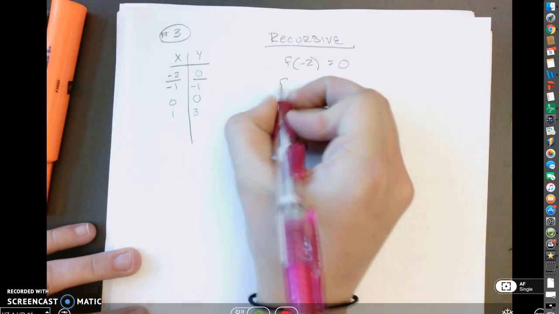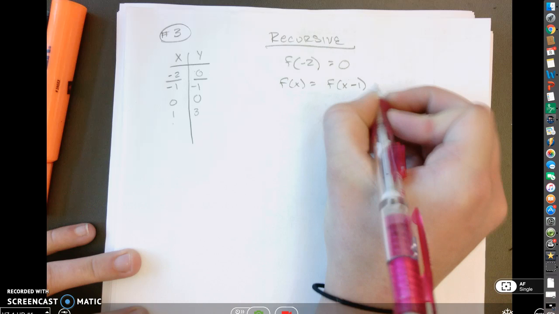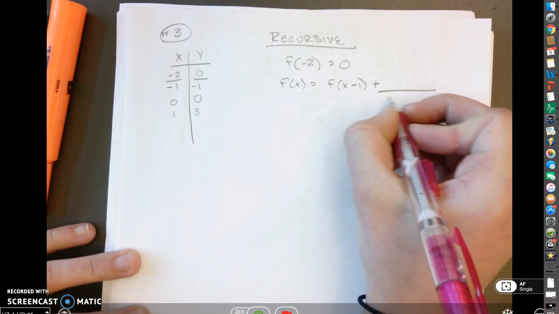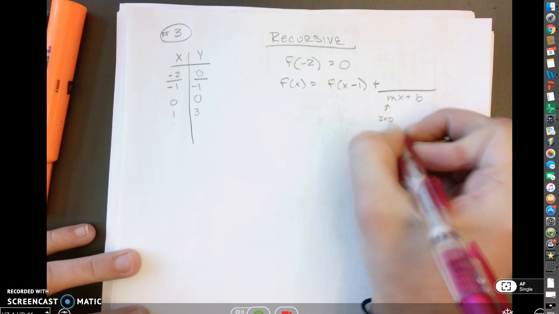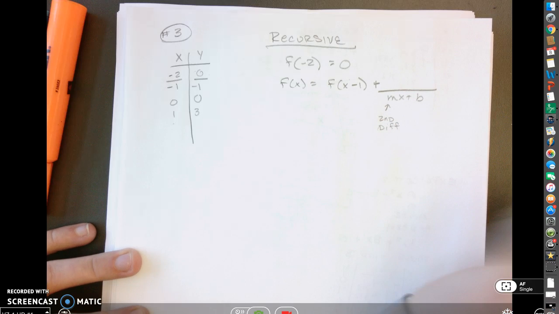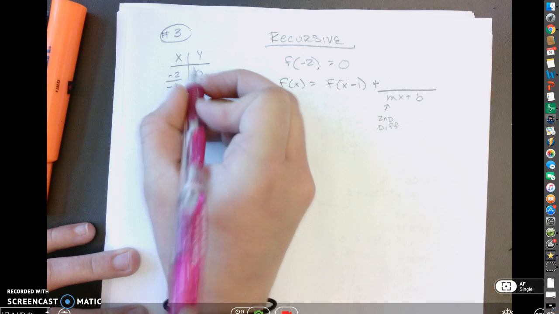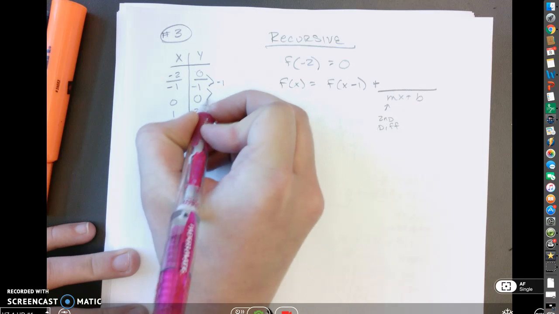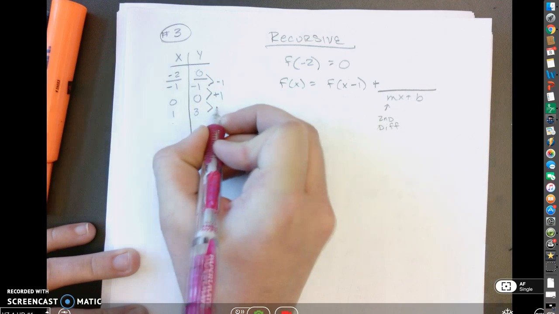Now we have f of x equals f of x minus 1 plus something right here, which is going to be mx plus b, where the m is our second difference. Okay, so I've got to figure out our first difference. To get from 0 to negative 1, I subtract 1. To get from negative 1 to 0, I add 1. To get from 0 to 3, I add 2.